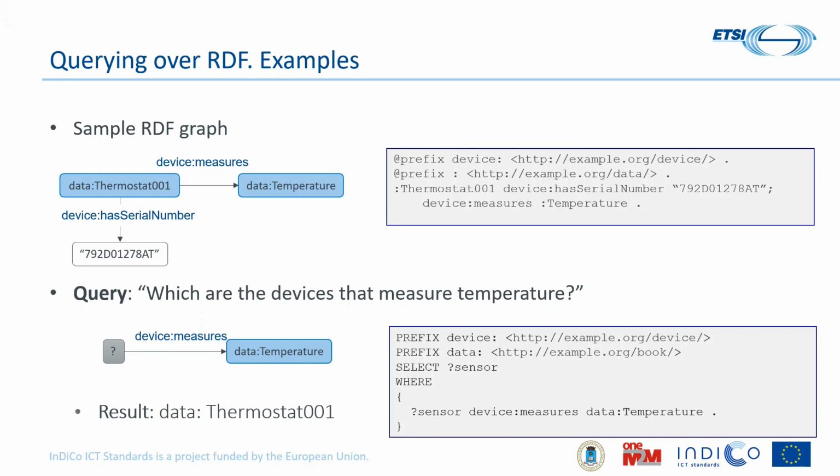For example, which are the devices that measure temperature? To solve this query, we need to identify the concept that measures temperature in the sample RDF graph. The code on the right side of the slide shows the SPARQL query that solves this query in the RDF graph. The answer to this query will be thermostat 001, which is the device that measures the temperature in the sample RDF graph.